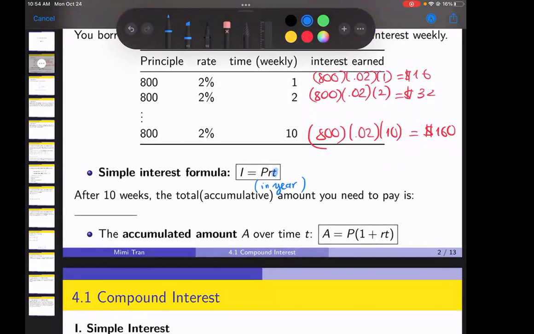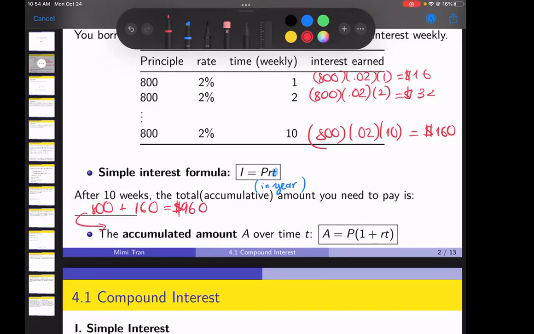Well, he made $160 off you after 10 weeks, but after 10 weeks, what is the total amount you have to pay him? Yeah, plus the 800 you borrowed initially, right? So 800 plus 160, which is 960. That's where the accumulated amount formula comes from.